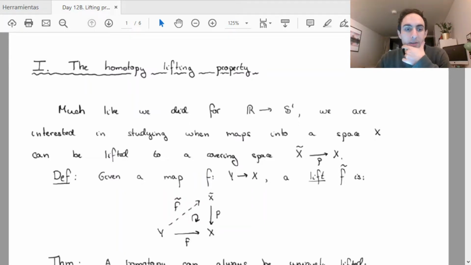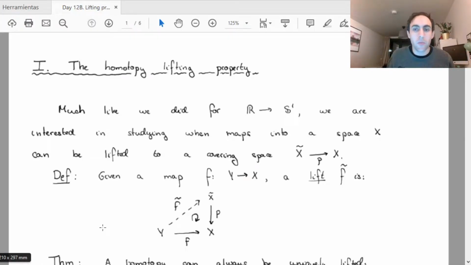All right, everyone. So today we have the second video on covering spaces. In the first one, we discussed basically a couple of examples: covering spaces of S1, which you should be quite familiar with at this point, and covering spaces of the wedge of two circles. And hopefully that gave you a feeling already for what the topic is.